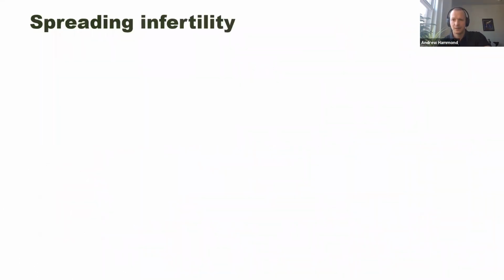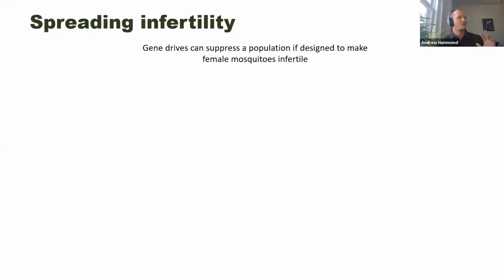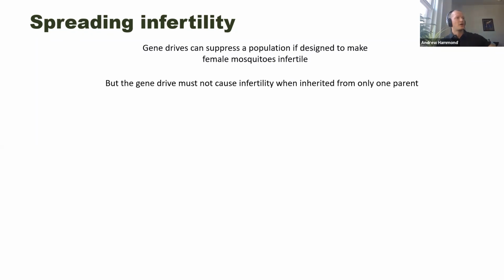So this seems like a bit of a paradox, because what I'm going to say is that I can spread a gene that makes mosquitoes infertile, but it spreads through reproduction. How can a gene spread through reproduction if the mosquitoes are sterile in the first place? We have just two rules that you need to follow for this to make sense. The first rule is that the gene drive must not cause infertility when it's inherited from one parent. And the second rule is that it only makes female mosquitoes infertile. So only females will be infertile, and only if they inherit it from both parents, but not from one.